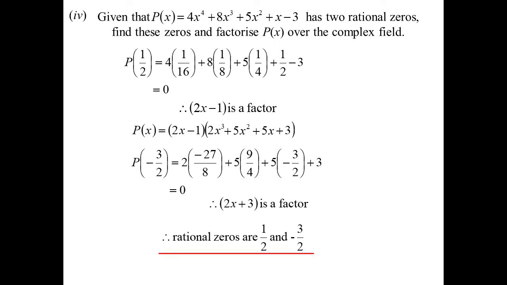What are the two rational zeros? Well, half and minus 3 on 2 worked. Complete the factorisation. So I know we've got 2x minus 1, 2x plus 3. Leading terms, I've got a couple of them now. I need to get 4x to the power of 4. So I've got 2x times 2x. X squared must be in the third one. Constants, they've all got to multiply together. Minus 1 times 3 must be plus 1 in the second one.